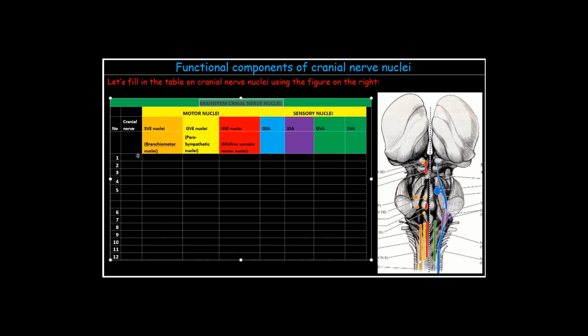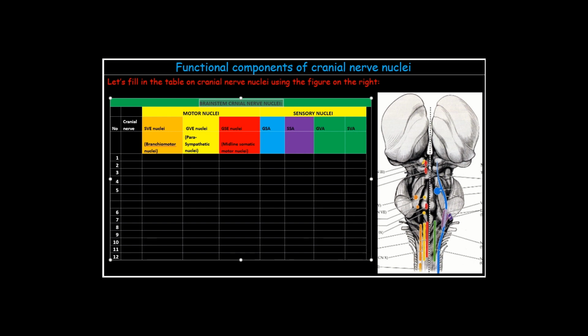So let me just quickly describe the layout of this table over here. In this table, we're going to plot the 12 pairs of cranial nerves. Then we've actually divided the table into two halves. The motor cranial nerve nuclei would be plotted over here, whereas the sensory cranial nerve nuclei would be plotted over here. The motor half of the table has been divided into 3 columns, and it has been color coded so that it can match with the colors of the cranial nerve nuclei over here.